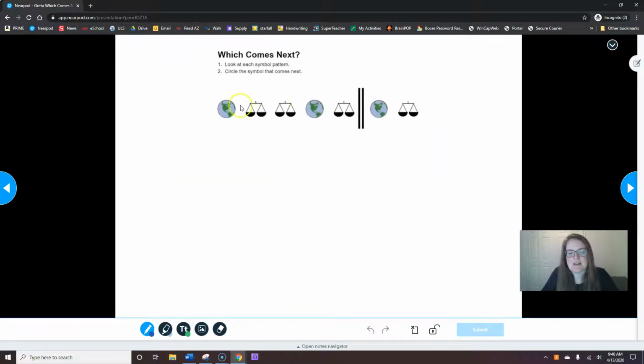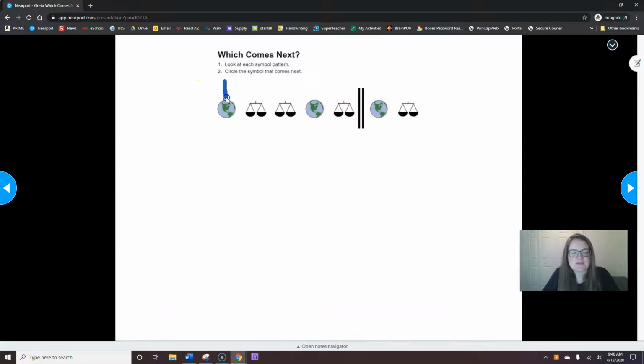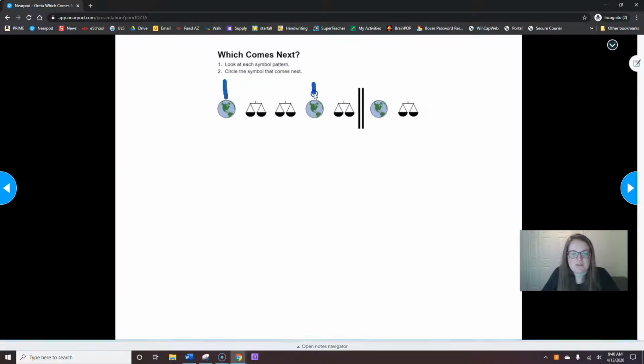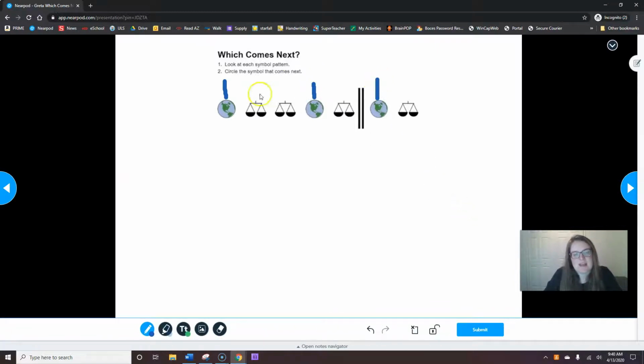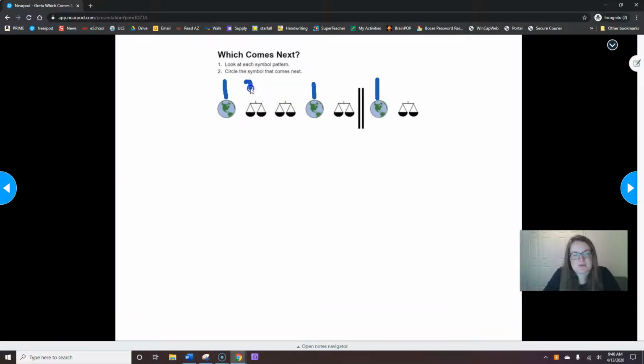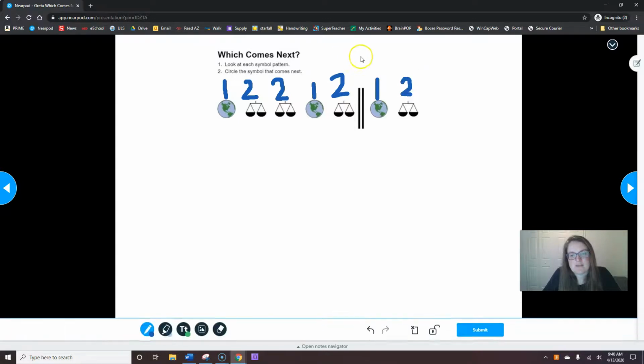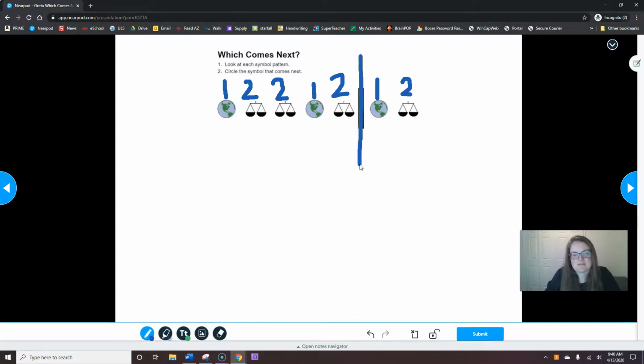Okay, we have the earth and we have justice here in our pattern. Okay, so the earth comes first. We're going to label every time we see the earth with the number 1. Can you label all of them with a number 1? And now justice is different, so we need to use a different symbol. We'll use 2 when we label all the times we see justice. 2, 2.